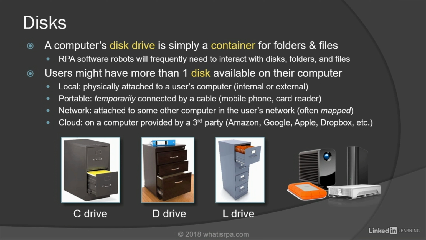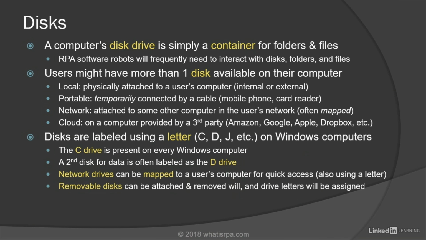Disks can also be on the cloud, which simply means they're on a computer provided by a third party, like Amazon or Google or Apple or Dropbox, but the user can still see the disk and has a way to access it. Disks are labeled using a letter, like C or D or J, on Windows computers.